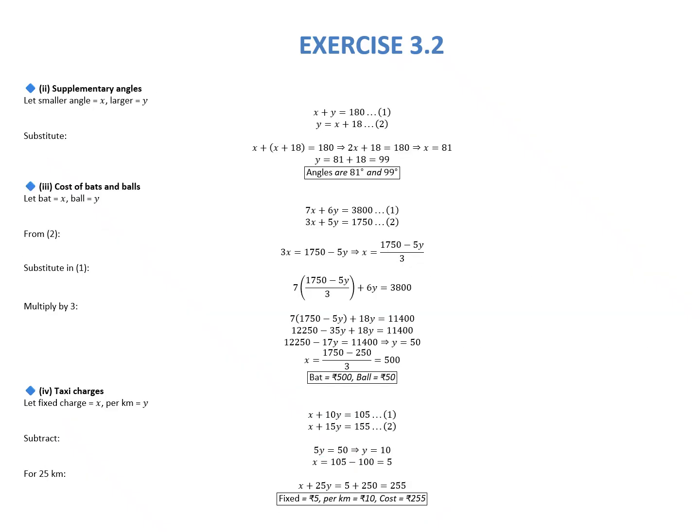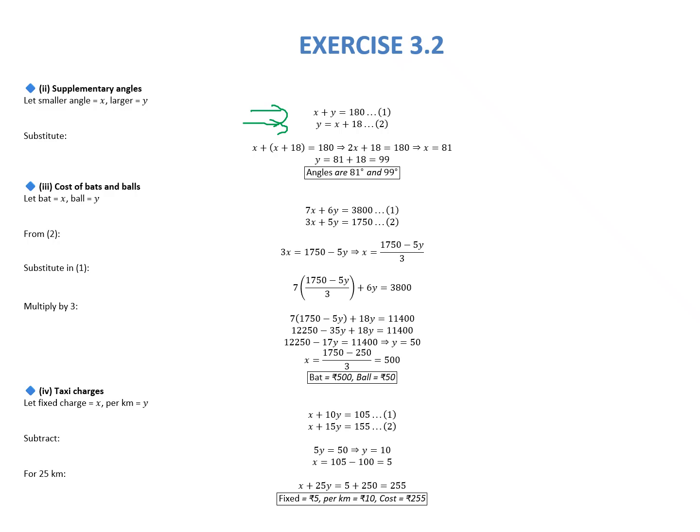Okay, so coming to the second question, we are given that there are two angles that are supplementary, and one angle is larger than the other by 18 degrees. So first we'll put those conditions here. We know that for supplementary angles, the sum of the angles is equal to 180. So this is the first equation, x plus y is equal to 180. And then we are given that one angle is greater than the other angle by 18. So this is the second equation that we have got.